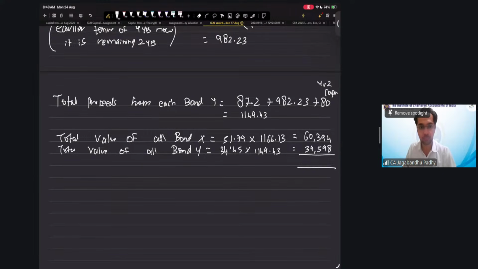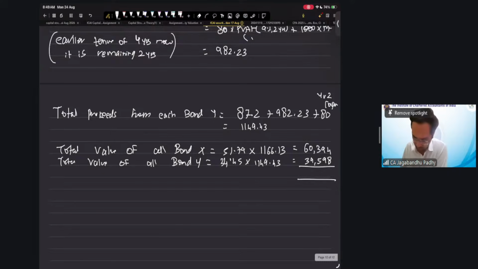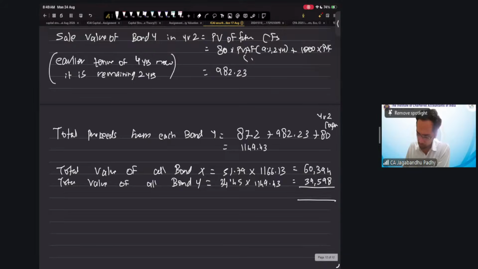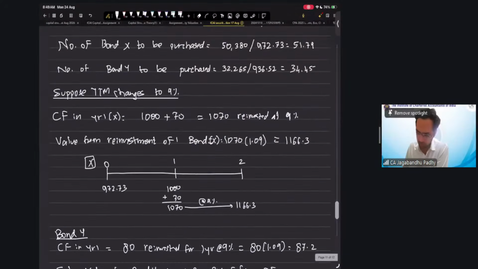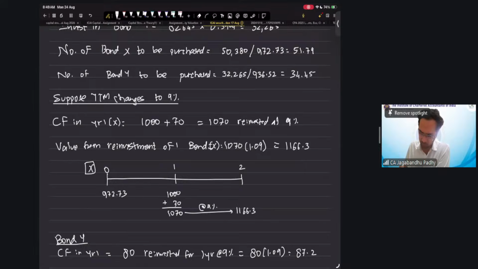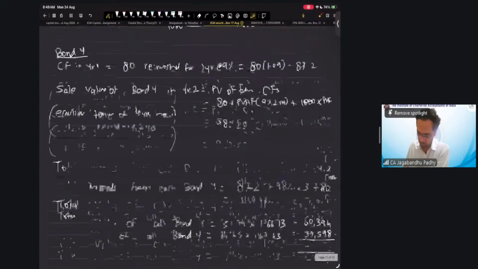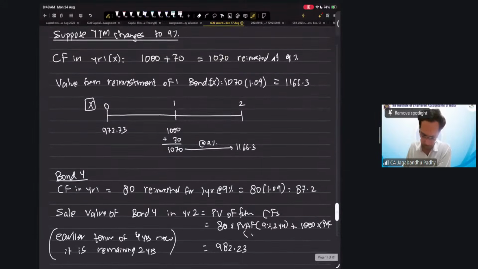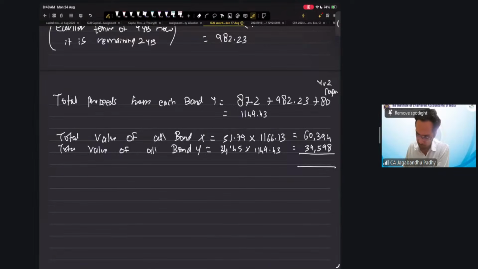Sir, actually for bond X it is 66.30, not 66.13. Bond X, sir. The number of bonds is 51.79. The value, instead of 0.13, it is 0.30, sir. 1166.30. Okay. That becomes 60,403.